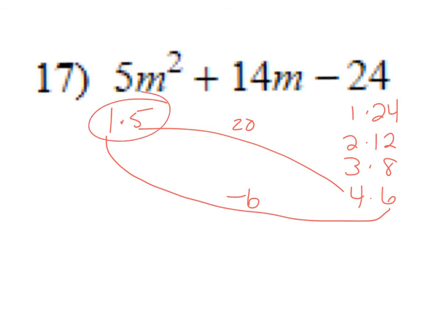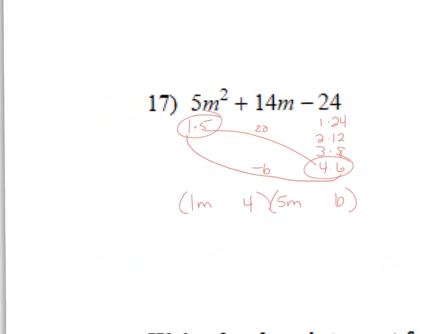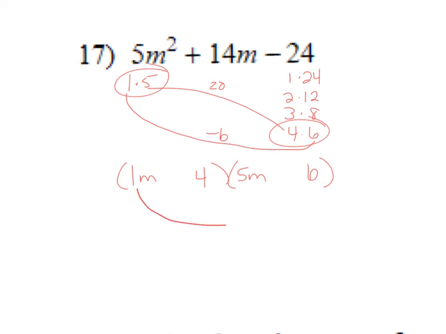So 1, 5 combo out front, so 1m, 5m. I've got a 4, 6 combo in back, so 4, 6. And then we know that when we multiply this 6, we want that to be negative, and we want this 20 on the inside to be positive. And so that's going to be my answer.